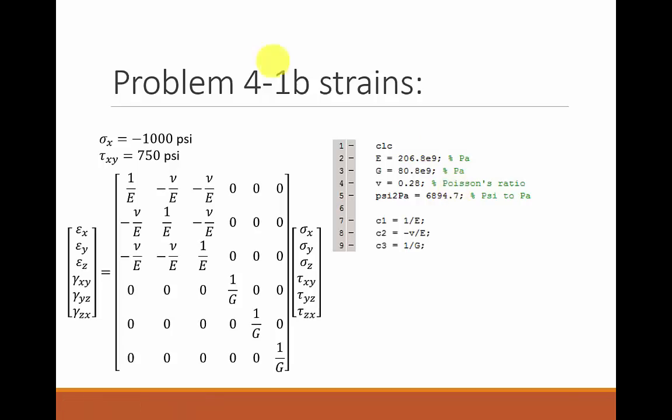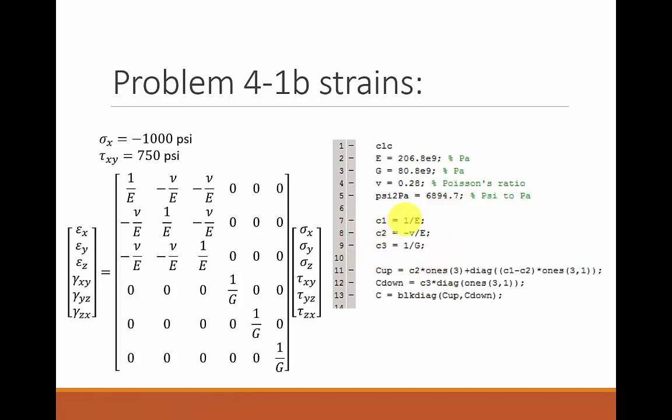Now, if I look at this matrix carefully, there are really only 3 values. There's a 1 over G value, there's a 1 over E value, and there's a minus mu over E. Those are the 3 values that I've set up. The next set of code is really kind of a trick. I don't mind if you never learn how to do this, but I wanted to show it to you so you have an example in case you want to do it. What I'm now doing is making a block diagonal matrix. First I'm going to do C up. That's this little matrix right here. It's C2 times ones, that's a 3 by 3 matrix. I'm populating everywhere with this C2 value.